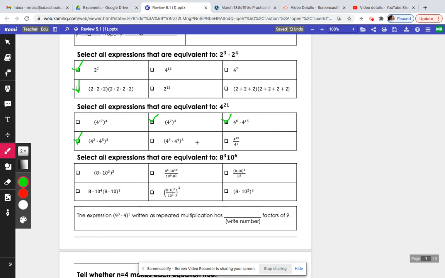Then 3 plus 4 will end up giving you 7, and 7 times 3 is also 21, so this one's correct. And then 4 to the 20th over 4 to the 1, that's a quotient of power, and with the quotient of power, we are actually subtracting. So 20 minus 1 is 19. That does not make 21, so that one is incorrect. Okay, watch the next video to get the rest of the questions.